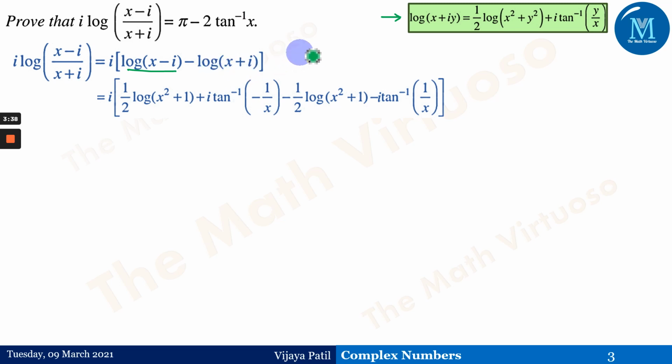Similarly, for log of x minus i, using the same formula here, we get, because of the minus sign, minus 1 by 2 log of x square plus 1 minus i times tan inverse of 1 by x.